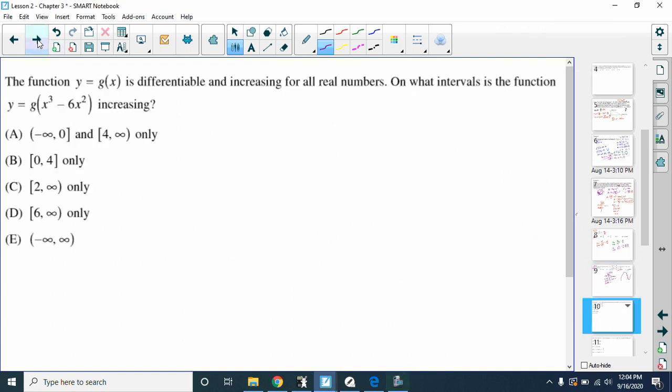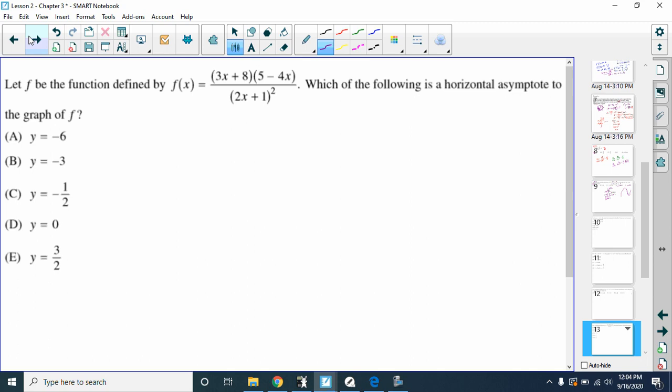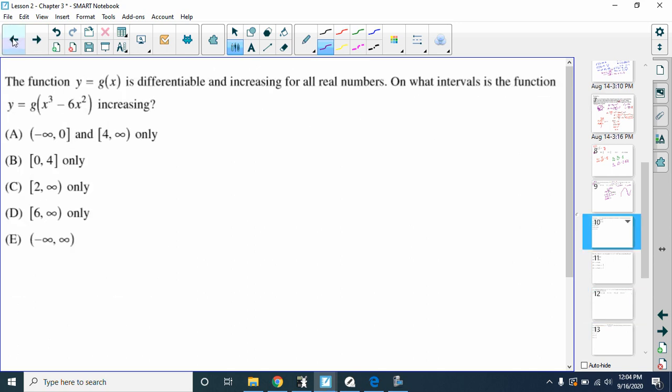Let's do one more. Which one do I want? Let's do this one. This one says that we've got this differentiable function. It's differentiable and increasing for all real numbers. The question asks, on what intervals is the function g of x cubed minus 6x squared increasing?